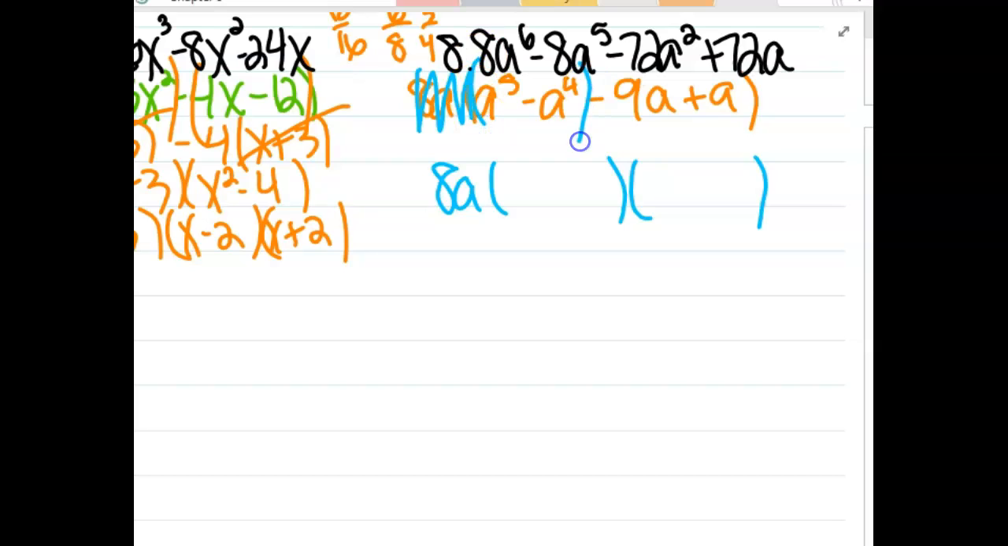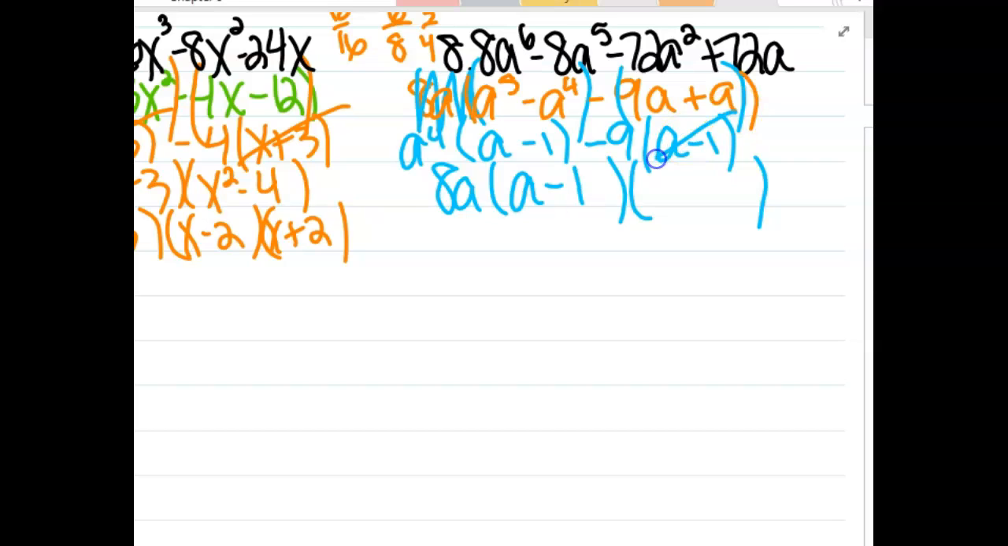We'll group the first 2 terms, group the last 2 terms. a to the 5th and a to the 4th, they have an a to the 4th in common. And when I factor out an a to the 4th, I'd be left with a minus 1. I'm going to drop down a minus 9. And 9a and 9 have a 9 in common. And I should be left with an a minus 1. So these 2 groups have an a minus 1 in common. And I'm left with a to the 4th minus 9.